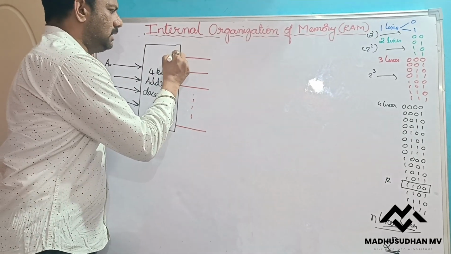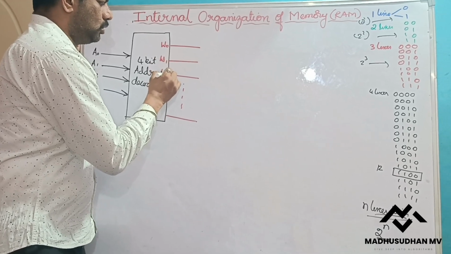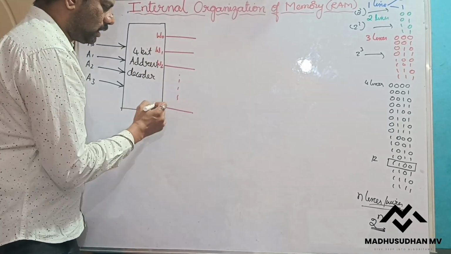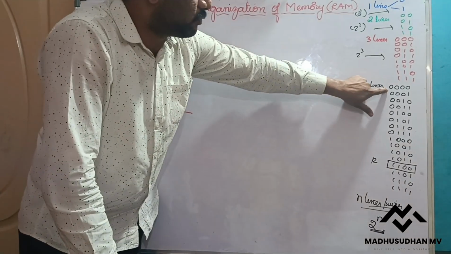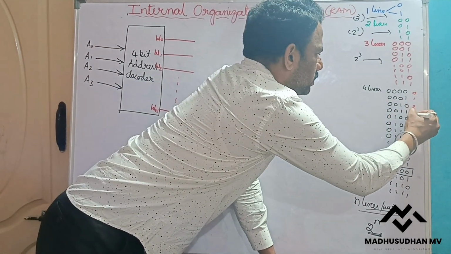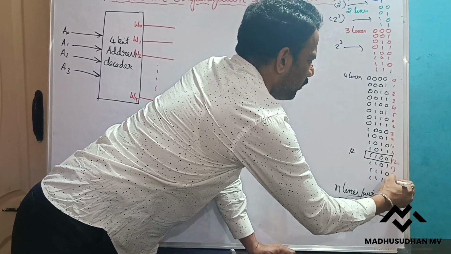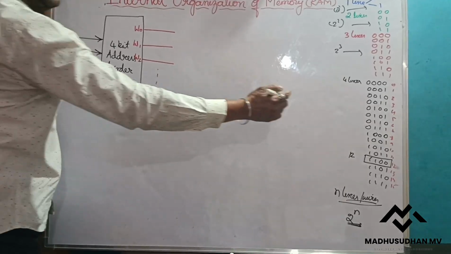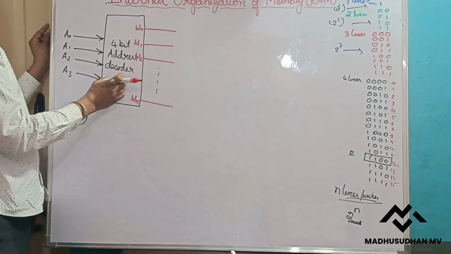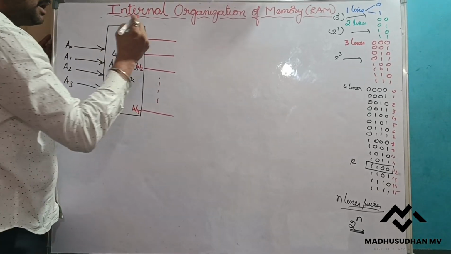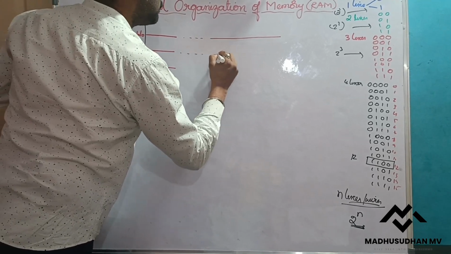Okay, I will name them W0, W1, W2, and similarly the last one is W15, so 0 to 15. This is the decimal equivalent: 0, 1, 2, 3, 4, 5, 6, 7, 8, 9, 10, 11, 12, 13, 14, 15. This is decimal, this is binary. Now I have to convert this binary into decimal, so for that I use the decoder.